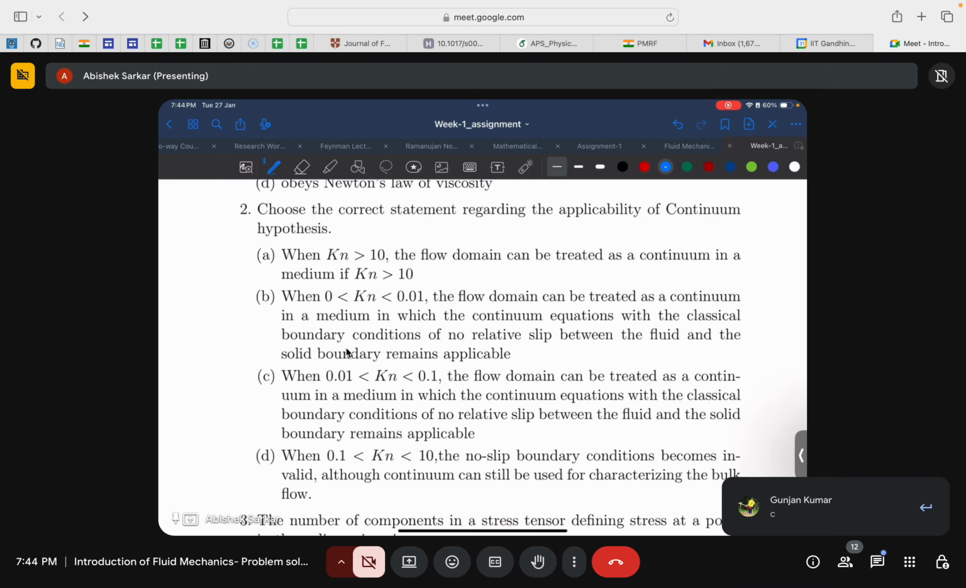Gunjan says option C. Any others? Do you have an opinion?